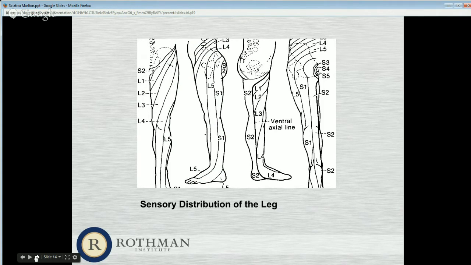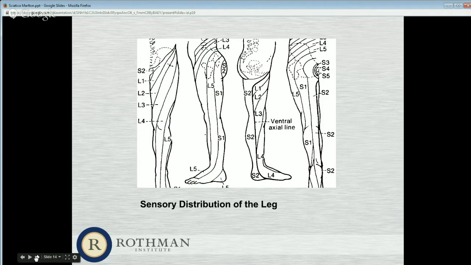So each nerve, and we're looking at the majority of the population, some people are wired differently, but most aren't, show that the different nerves go down different parts of your leg. So the L3 nerve usually goes into the thigh to about the inside of the knee.